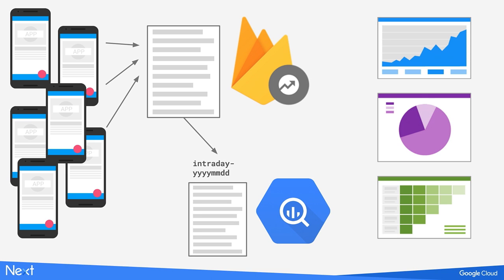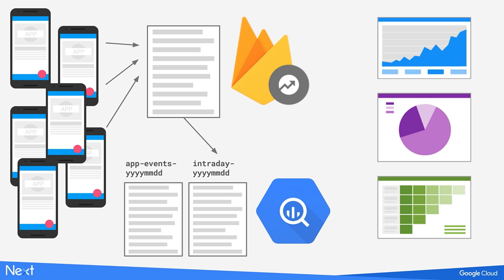BigQuery stores this data in a temporary intraday table, and then at the end of the day, copies it over to a more permanent table that you can keep for as long as you'd like. And so you can query these intraday tables if you want something resembling real-time analytics, or you can look at these historical tables if you want to look at historical data over time.